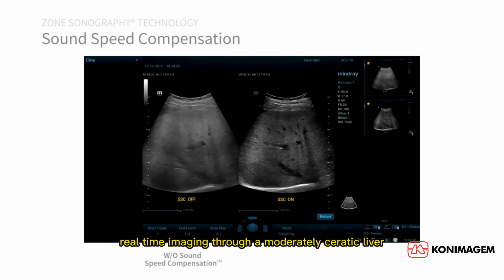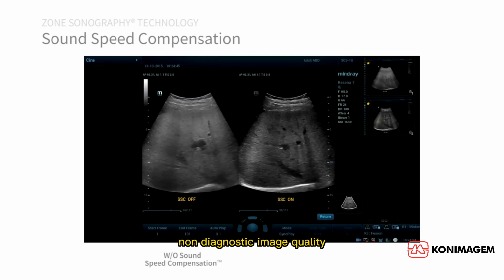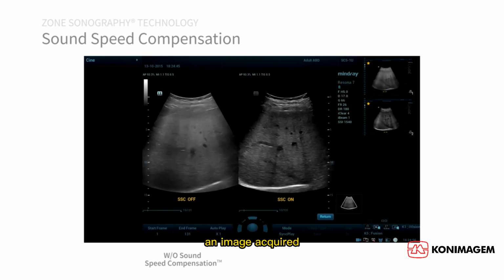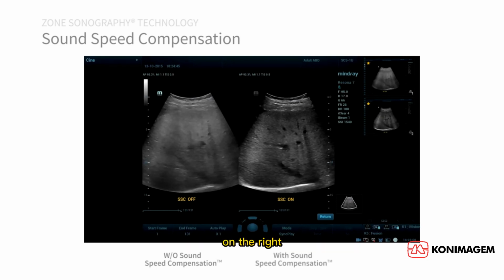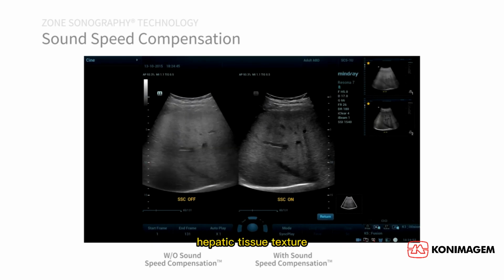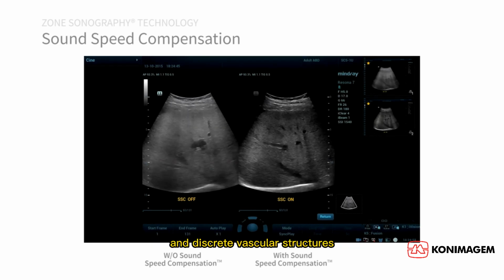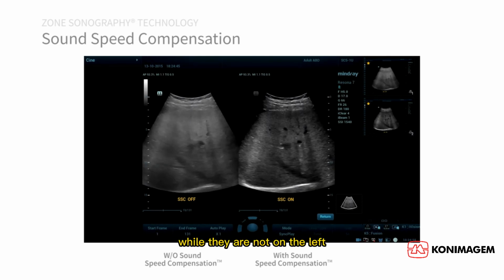Real-time imaging through a moderately cirrhotic liver demonstrates suboptimal and frankly non-diagnostic image quality on the left, an image acquired without using sound speed compensation. On the right, with the use of sound speed compensation, hepatic tissue texture and discrete vascular structures are distinguishable clearly, while they are not on the left.